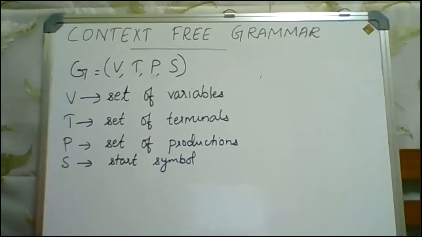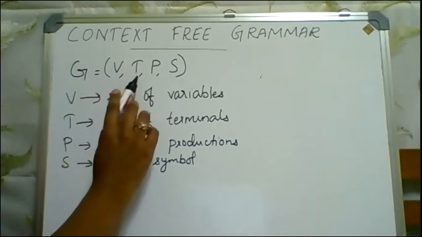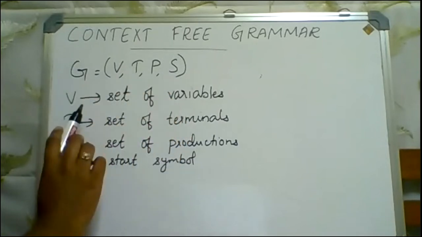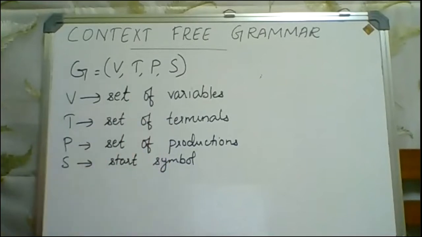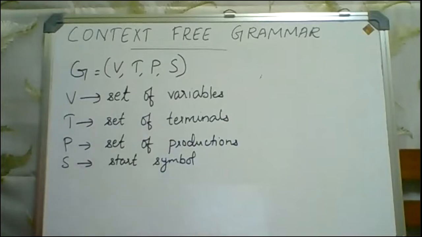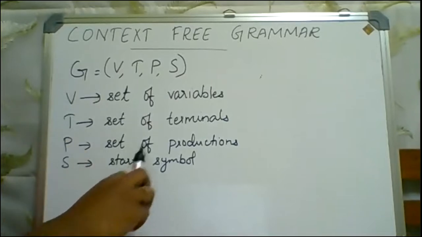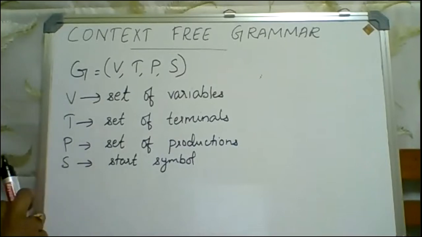A context-free grammar can be represented as G equals (V, T, P, S), where V is the set of variables. Each variable represents a language, that is nothing but a set of strings. T is a set of terminals, that is the symbols that form the strings of the language. P is the set of productions and S is the start symbol.